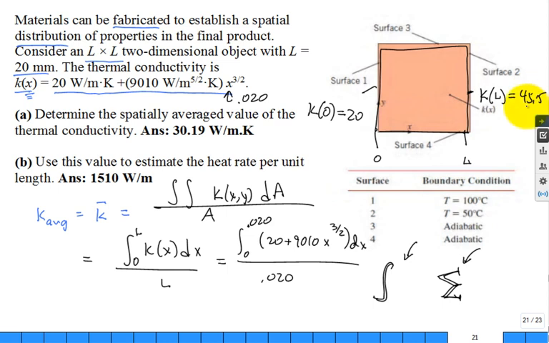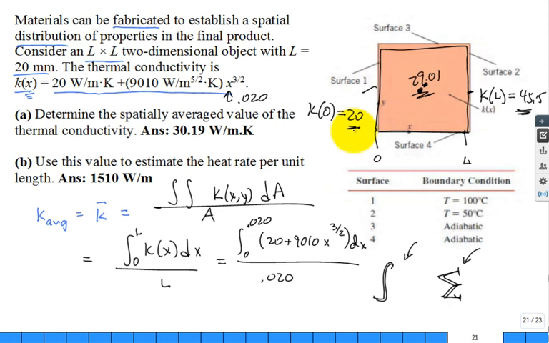45.5. Now you could even do K at L over 2. If you did K at L over 2, it'd come in at 29.01. I'll tell you what, sometimes it's good to know what your answer is going to be close to. What do you think your answer is going to be close to just by evaluating it: 45, 29, 20, around 30, around 29?